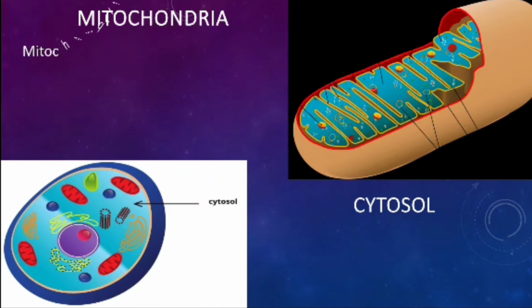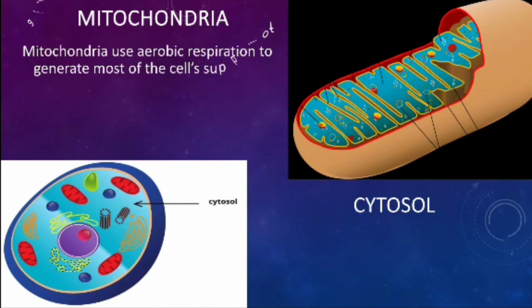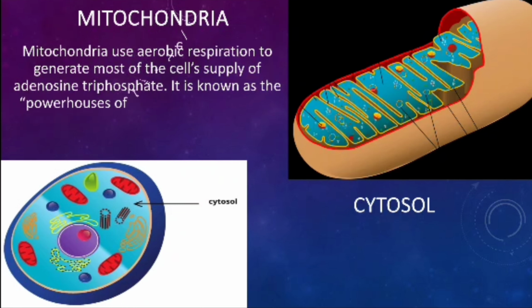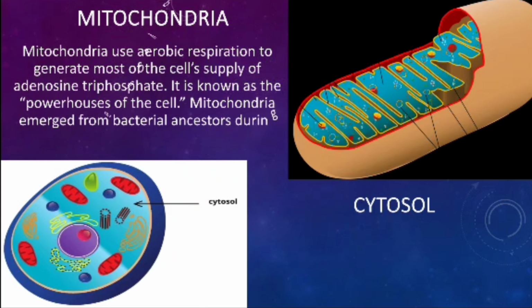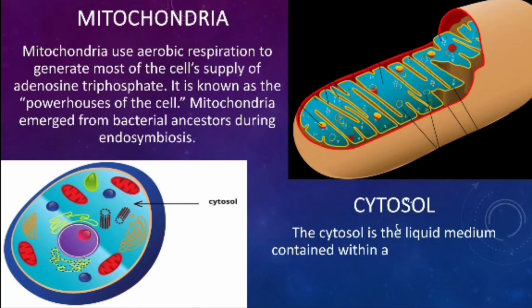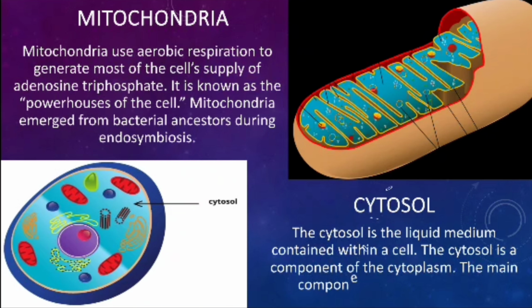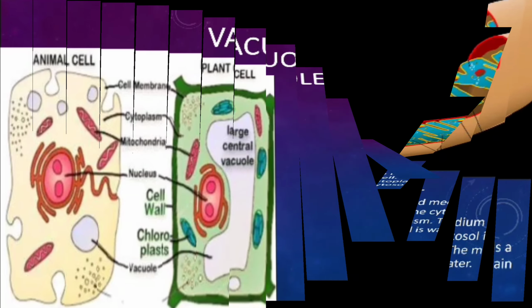Mitochondria. Mitochondria use aerobic respiration to generate most of the cell's supply of adenosine triphosphate. It is known as the powerhouse of the cell. Mitochondria emerged from bacterial ancestors during endosymbiosis. Cytosol. The cytosol is the liquid medium contained within a cell. The cytosol is a component of the cytoplasm. The main component of cytosol is water.